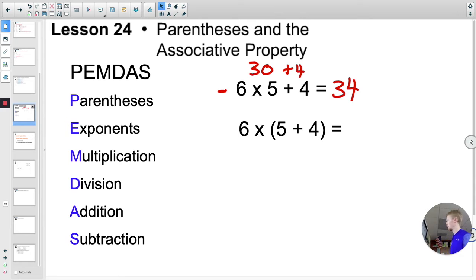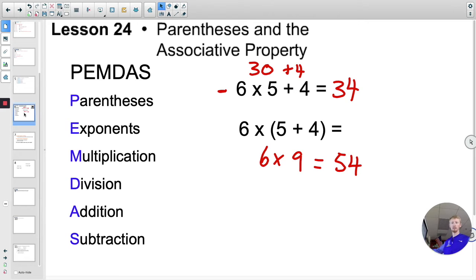Bottom one, parentheses. So I start with the parentheses in here. 5 plus 4 gives me 9. So I have 9, no exponents. Multiplication. 6 times 9 gives me 54. So you can see I used the same numbers, the same multiplication and addition, but since I changed the order in which I completed those steps, it drastically changed my answer. So this is very important.